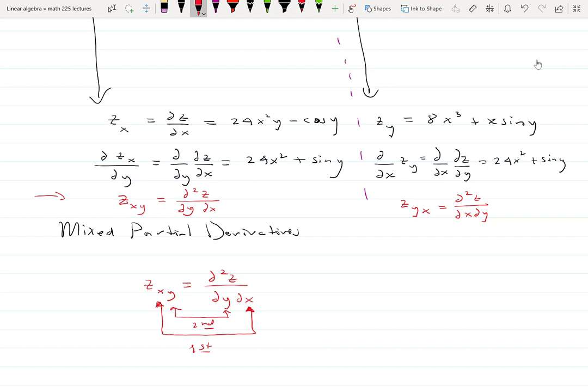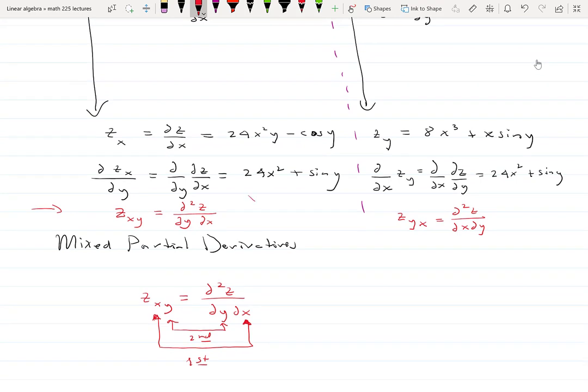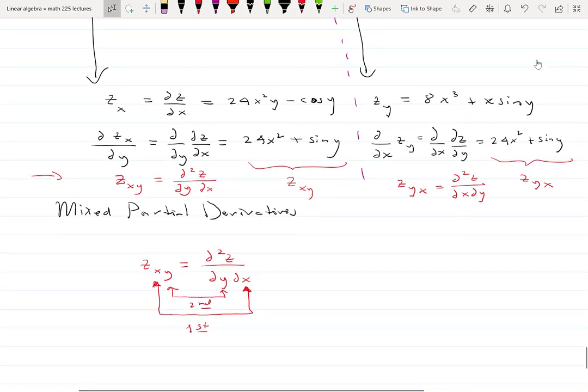Now, what else is something to notice about these mixed partials? The first one was z_xy. The second one was z_yx. They're equal. Always, for us. And with the kinds of functions that we're going to see in our course, mixed partial derivatives are always equal. Always, always, always.